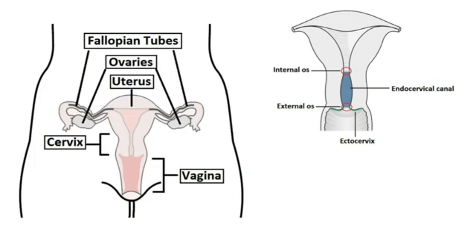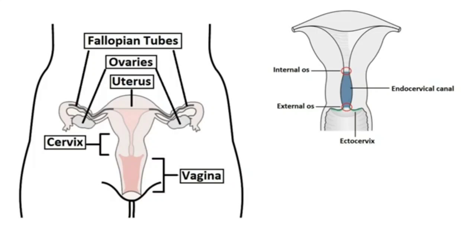Anatomically and histologically, the cervix is distinct from the uterus, therefore it is considered a separate anatomical structure. The cervix is composed of 2 regions: the ectocervix and the endocervical canal. The ectocervix is the portion of the cervix that projects into the vagina. It is lined by stratified squamous non-keratinized epithelium. The opening in the ectocervix, the external os, marks the transition from the ectocervix to the endocervical canal.